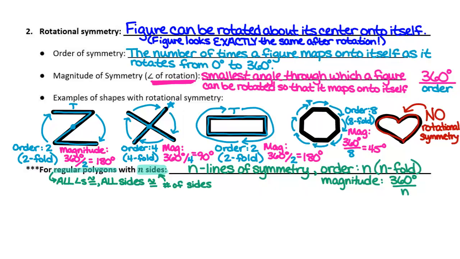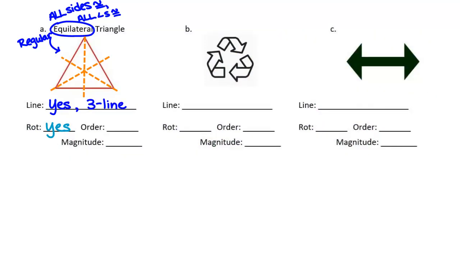You have to try it. You have to use tracing paper usually. It's whether or not you can twist it. The more practice you get with twisting it on the page and seeing whether or not it matches up, the easier it gets to recognize whether or not something has rotational symmetry.